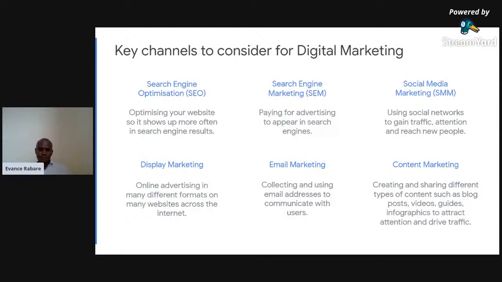as spam, right? So when I talk about content marketing or content creation, we are talking about creating and sharing different types of content, such as blog posts, videos, guides, and infographics to attract attention and drive traffic. So right now, if you go to YouTube, so many people are coming up with content.